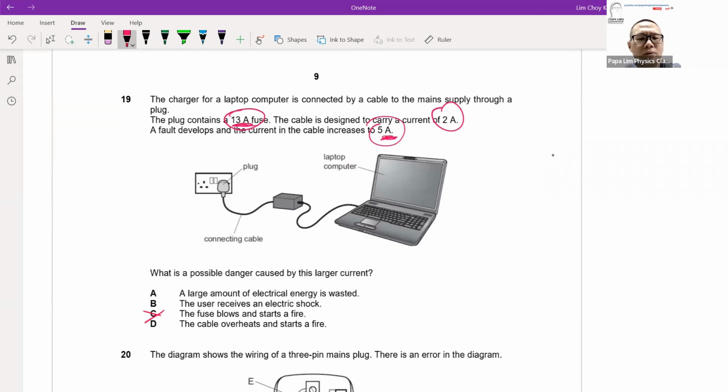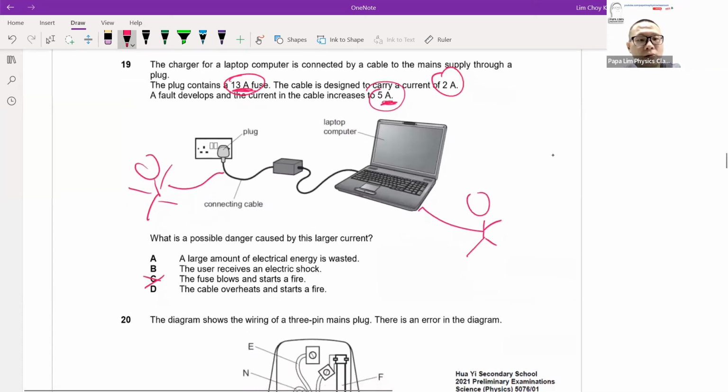I will not receive an electrical shock because why? Electrical shock usually refers to when I touch the casing or the wire, and the current flows through my body. But in this case, there's no leakage of current. Based on the question, the only fault we're dealing with is that the current is above normal. So shock will definitely be out.